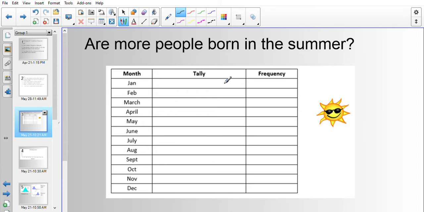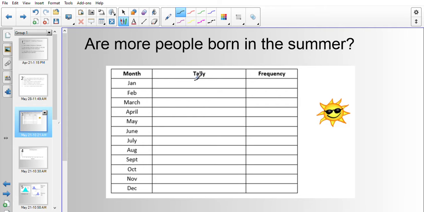So I asked a bunch of people. Let's see how many people I asked. I asked 5, 6, 10, 23, 30, 35. I asked 37 people what month they were born in. And now I'm going to write down the results. And I'm going to first write down the results in my tally column.